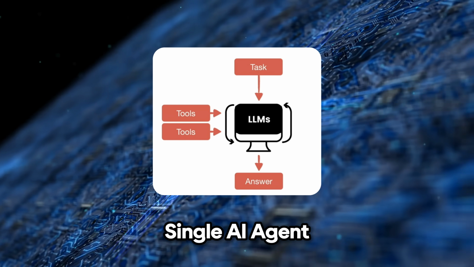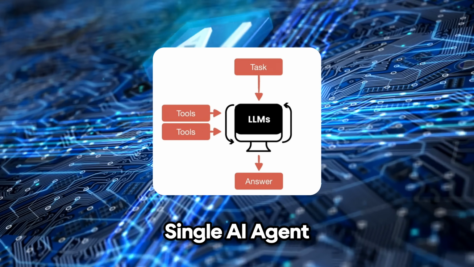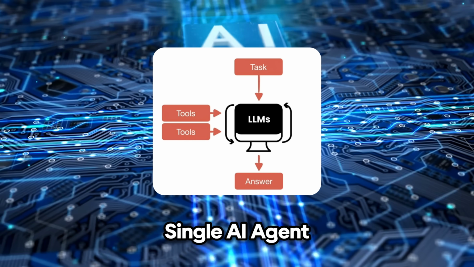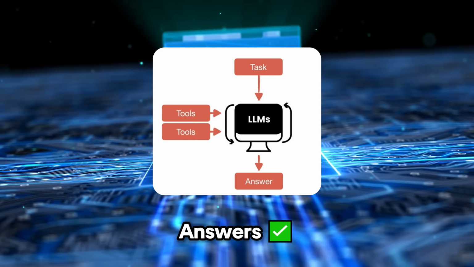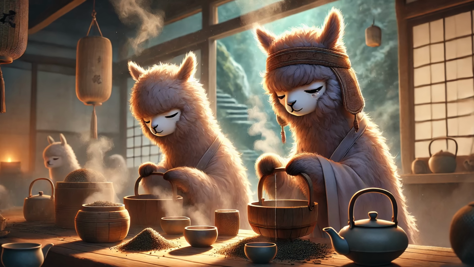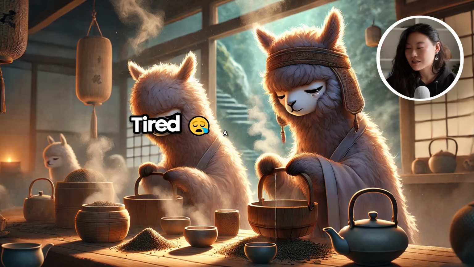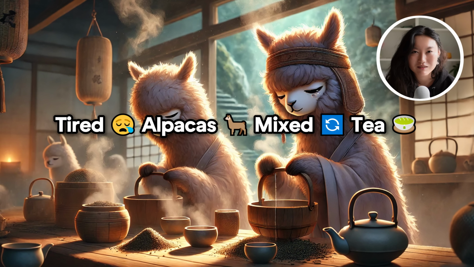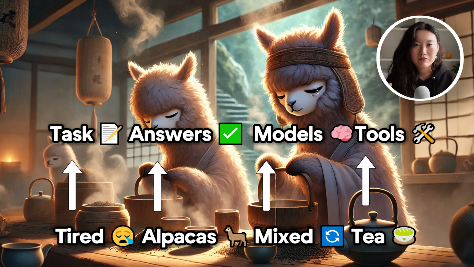This course by crewAI gives a really good introduction to different types of multi-agent design patterns, which I'm going to now cover. The first building block is a single AI agent, and a single AI agent has 4 components. It needs to have a specific task and answer what it's supposed to give you, the model itself, and tools that it has access to. A nice little mnemonic here is tired alpacas mixed tea. Task, answers, models, tools.